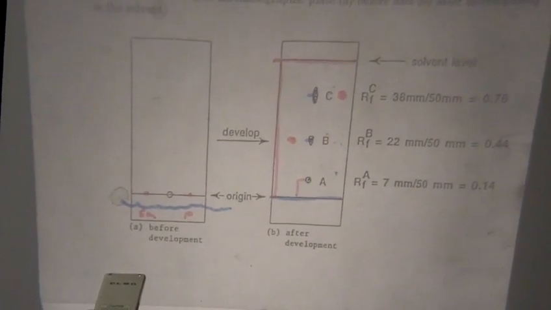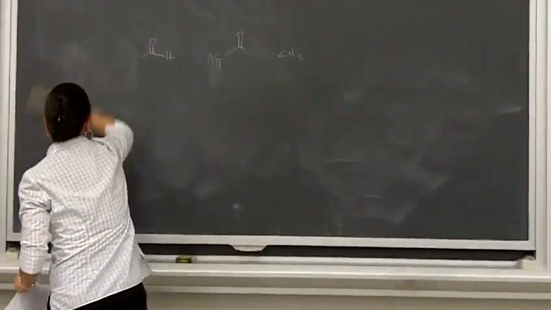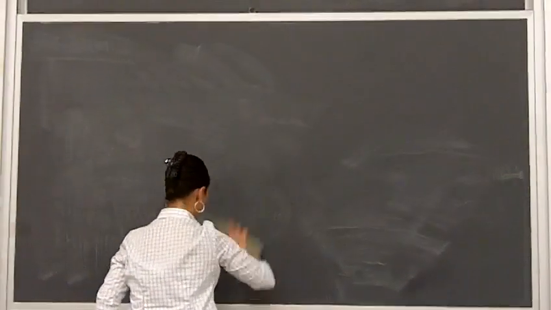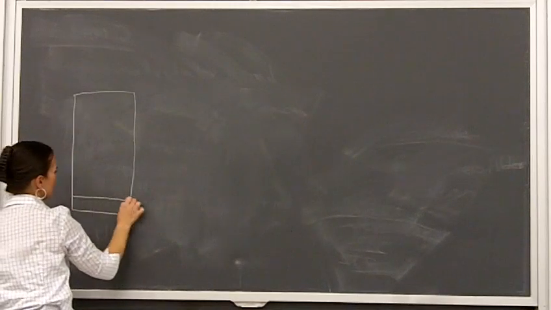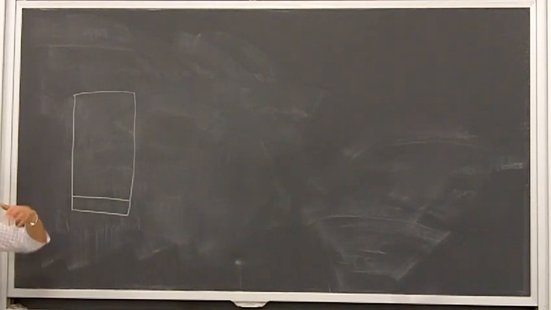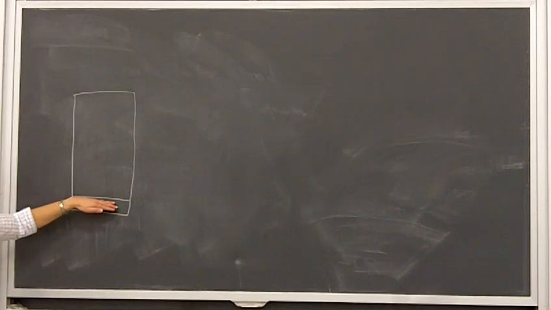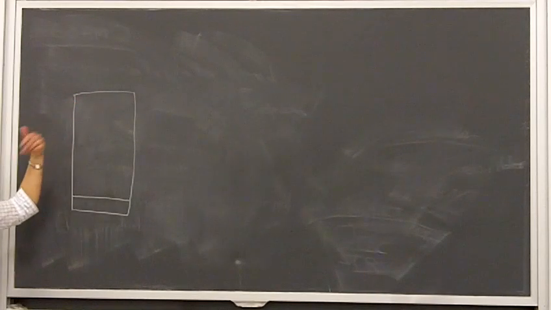Okay, let's go through some examples here. TLC plates, when you look at them, are vertical, not sideways. They only make sense with the origin line on the bottom and then the top of the plate above it. They don't make sense when they are sideways.